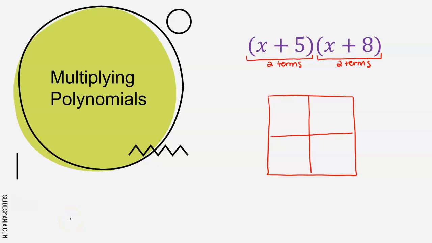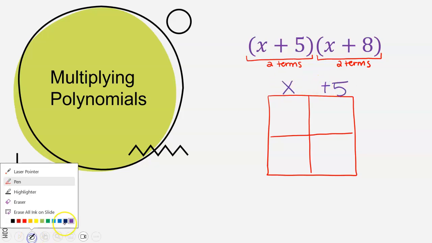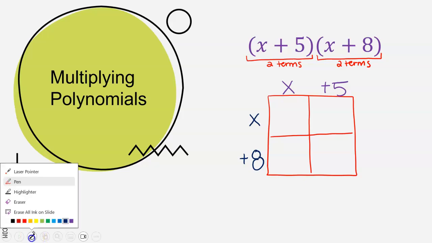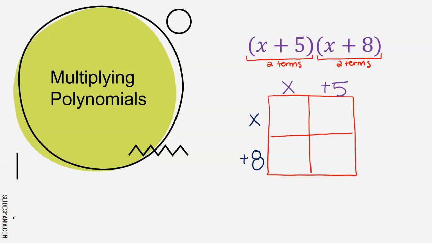Now, what's important here is that I have to keep my polynomials together. So the x plus 5 has to go on a side by itself, and the x plus 8 has to go on a different side. I typically do the left and the top, but if you would like to do the right and the top, that works just as well. Now I'm going to have all these little mini multiplication problems.